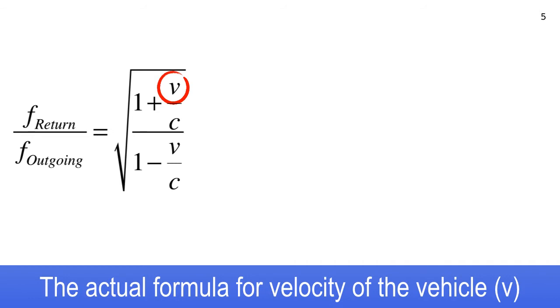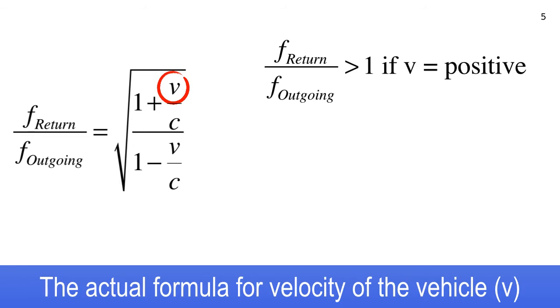Right, now let me show you how it goes. If the car is moving toward you, f return over f outgoing is going to be greater than 1. And that will happen if v is positive. So this big, huge, gigantic square root. Now, you're not going to have to calculate with this on exam 3. Don't worry about that. But I do want you to see how your computer handles it, or how the police officer's computer handles it.